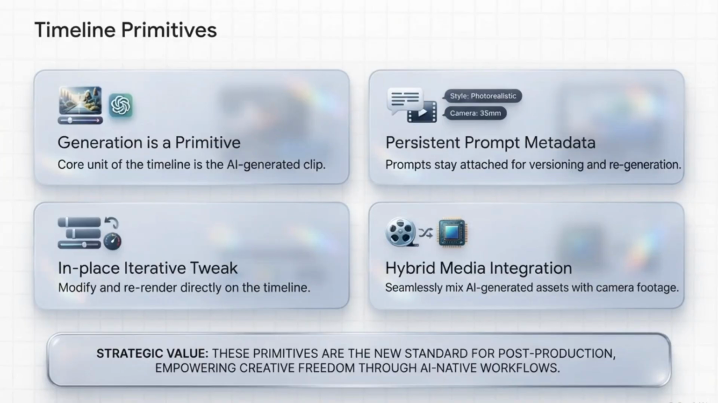The Palmier treats AI generation as a timeline primitive. This means your prompts and settings stay glued directly to the track block. If a shot looks weird 3 days later, you aren't digging through old folders. You just tweak and regenerate it right there on the timeline. Plus, you can seamlessly mix these AI outputs with your actual camera footage.